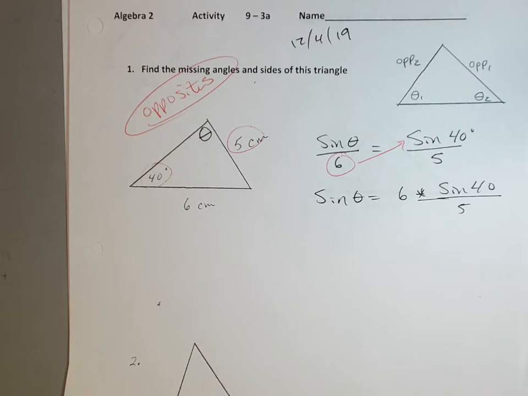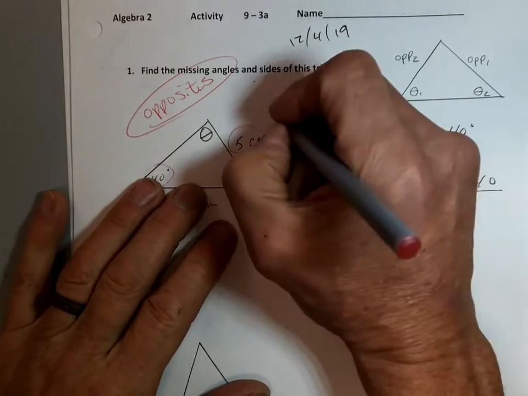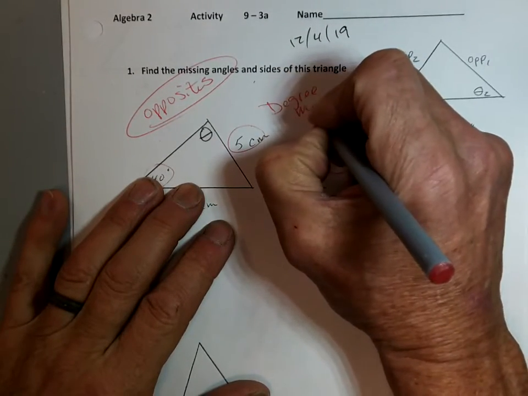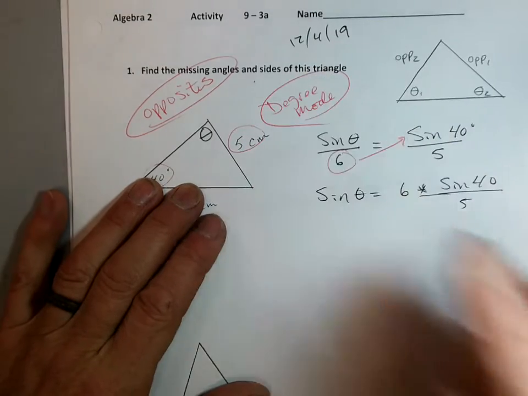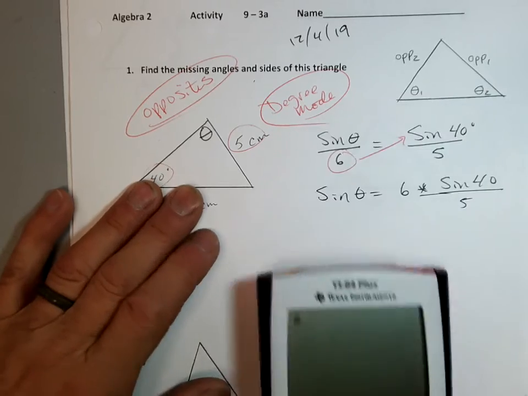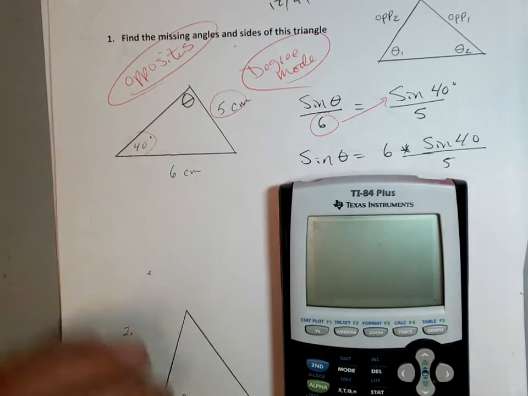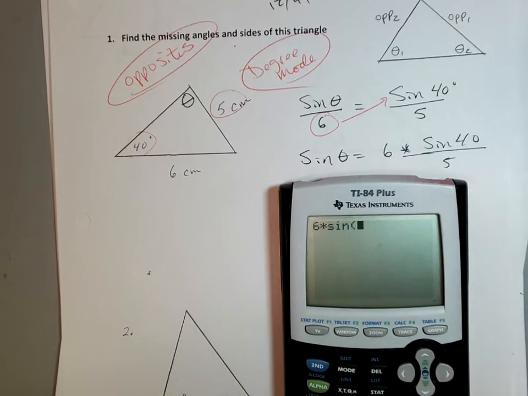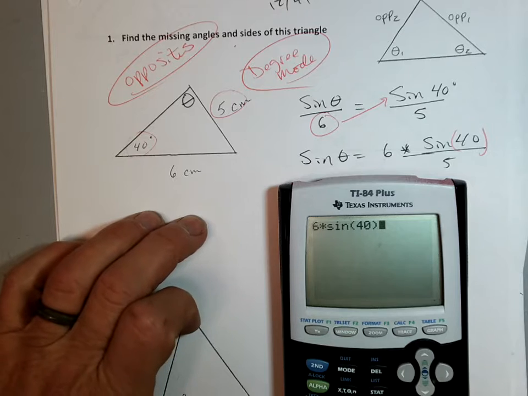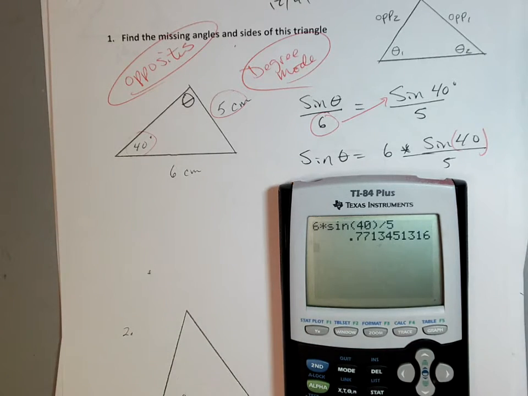Make sure my calculator's in degree mode. We've talked about that before. Double check your mode, degree mode. If you get some weird answer, that's usually the first place I go is degree mode, because my pre-calc kids are using these calculators also. So I just type this into my calculator just like that. I'm going to go 6 times the sine of 40, close the parentheses, divided by 5. And I get a decimal.